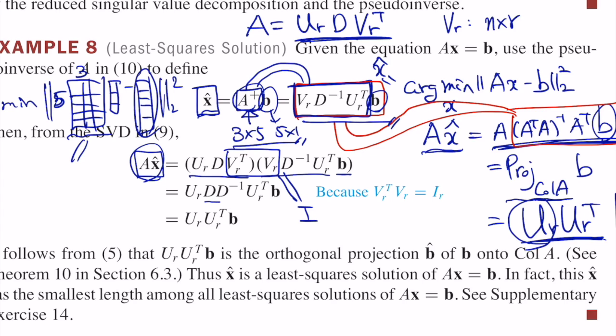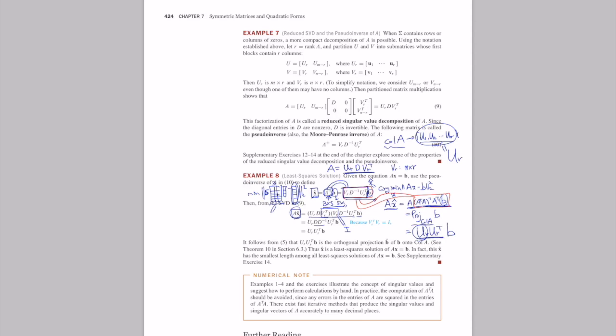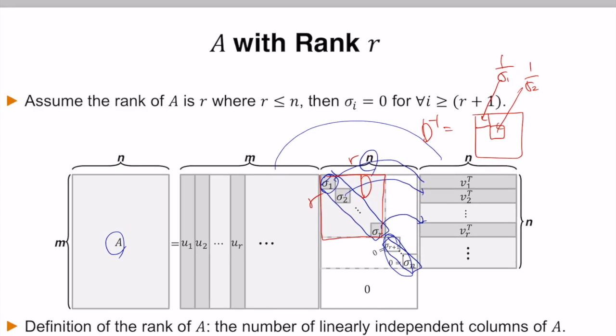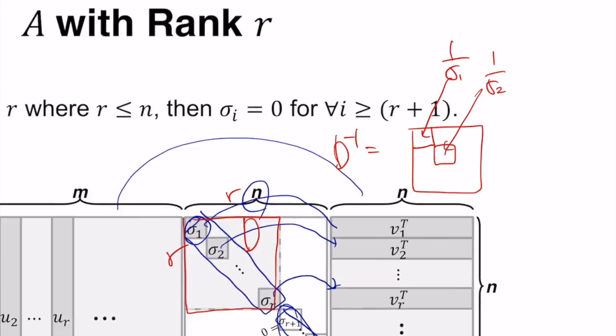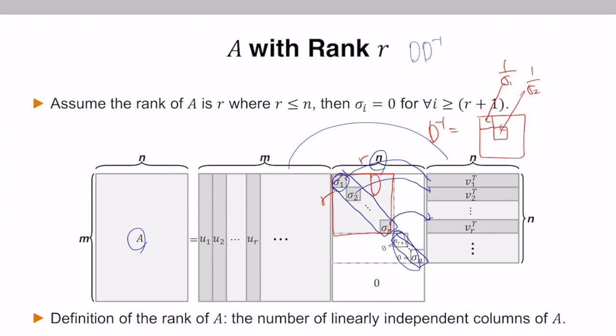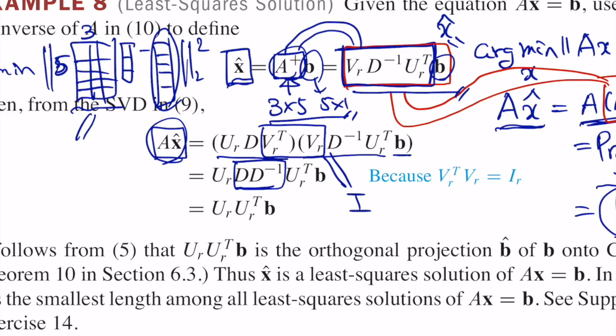And then here, let's consider D and D inverse. So what was D and D inverse? As I mentioned over here, if we have D like this, then D inverse is defined in this form, and so D times D inverse will also be the identity matrix. So this part is also becoming the identity matrix. And then the remaining part is Ur Ur transpose times B, right?